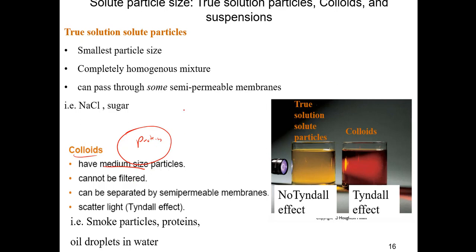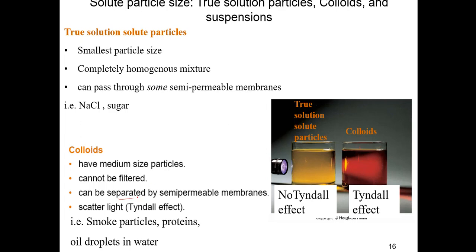They can't be filtered by a traditional filter paper, you know, the filter paper that you put coffee in, so that way some of the coffee particulates can go through, other parts cannot. But in general, they can't be filtered by that filter paper. They can be separated by semi-permeable membranes, because the semi-permeable membranes will allow some proteins to go through, but mostly the proteins will be too big to go through unless you have really big holes in your semi-permeable membrane.